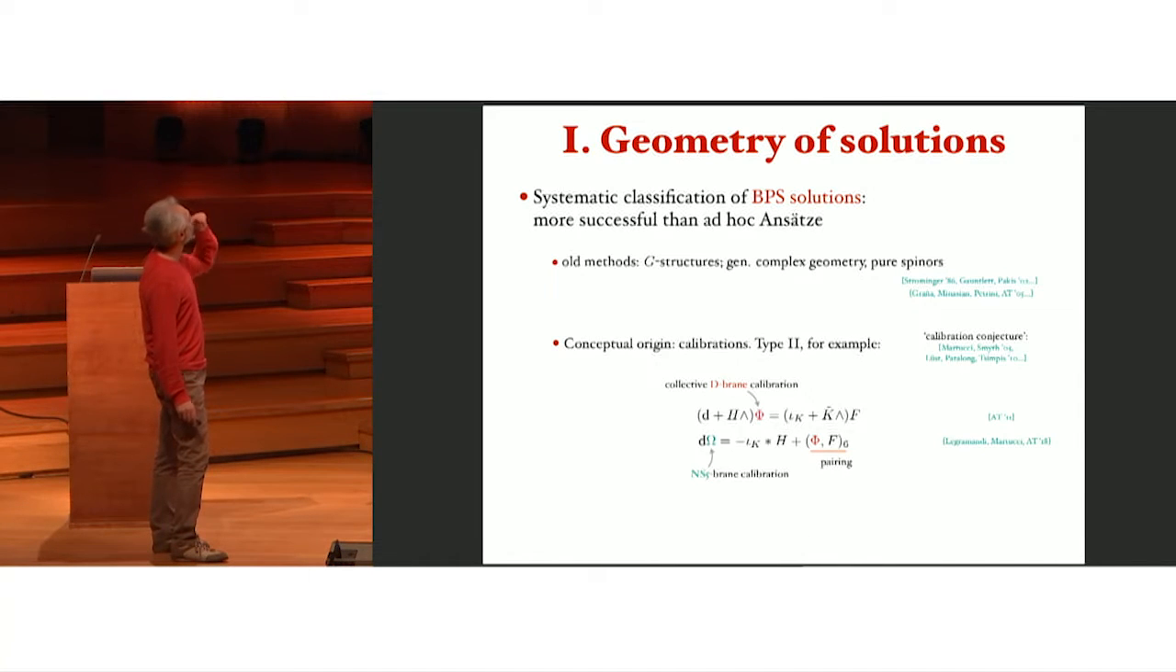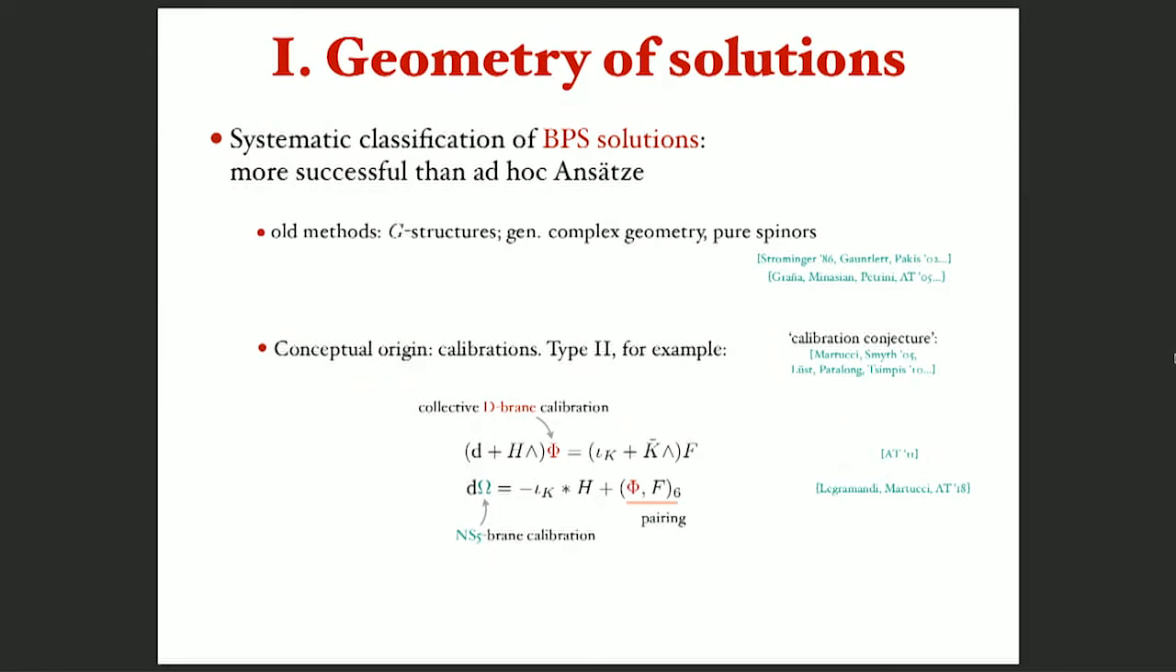So a general comment: experience shows that it's better to start a systematic classification of BPS solutions rather than using some ad hoc ansatz. At the beginning, this appears boring, but in the end, it pays off. The methods for doing so have been introduced long ago, such as G-structures or generalized complex geometry, or in particular the pure spinor equations that we found many years ago. But I would think it's fair to say that the proper conceptual home for these concepts hasn't been found yet. Why exactly do these methods work so well? Why do they simplify the task of finding, especially, supersymmetric compactifications?